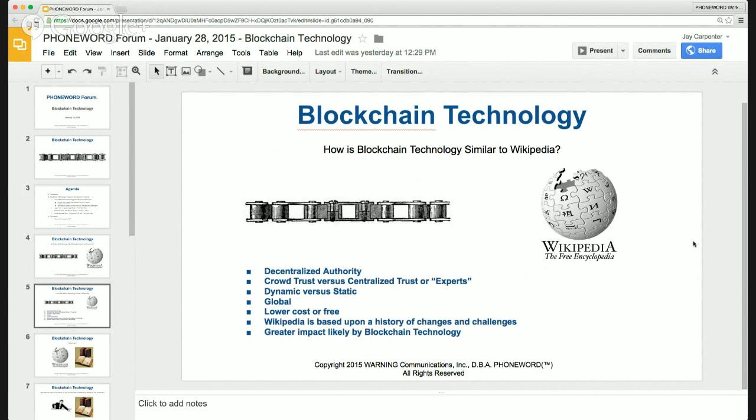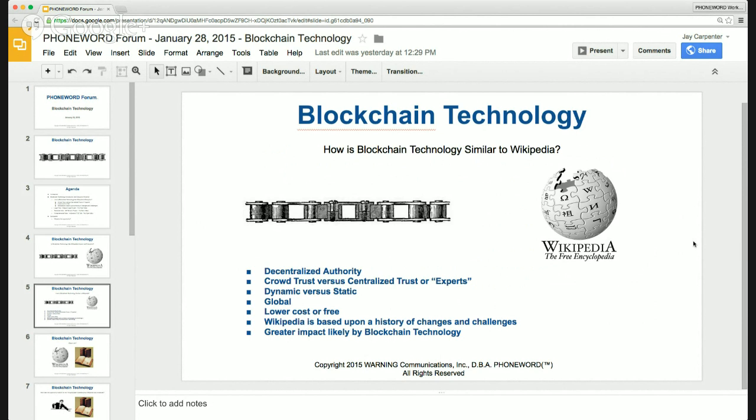All of a sudden, there was this crowdsourced, distributed, decentralized set of contributors that were putting information into this repository, if you will, that became a trusted authority. So something similar is going on with blockchain technology, where all of a sudden the trust is part of the crowd or the community that is involved with a particular blockchain.